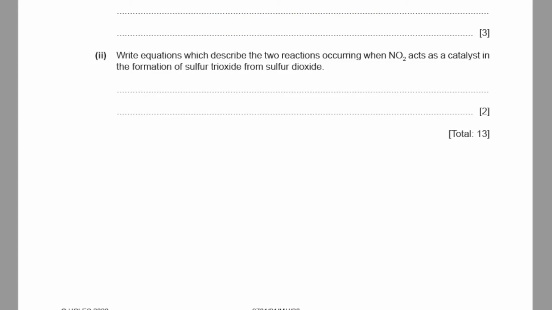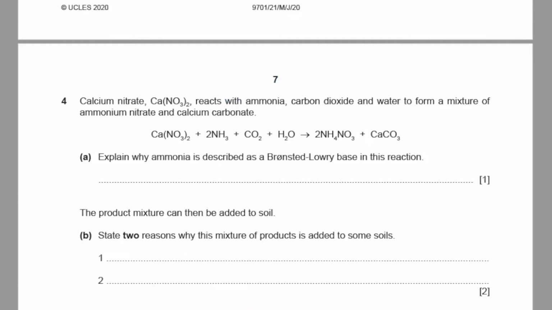Part 2, write equations which describe the two reactions occurring when nitrogen dioxide acts as a catalyst in the formation of sulfur trioxide from sulfur dioxide. Sulfur dioxide reacts with nitrogen dioxide, giving sulfur trioxide plus nitrogen monoxide. Nitrogen dioxide had to remain chemically unchanged as we described in the earlier part. So nitrogen monoxide will then turn again to nitrogen dioxide, to keep the statement valid for catalysts, that they remain chemically unchanged throughout the reaction.